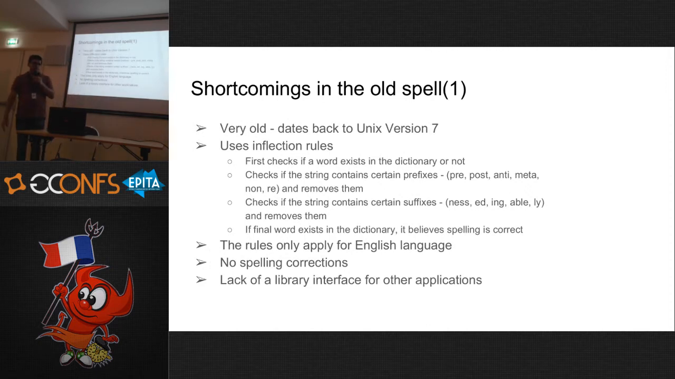Finally, it lacks a library interface. For example, when I was working on apropos and wanted to integrate spell checking functionality, even though there is a spell checker, I could not use it because it doesn't have any library interface where I could just call some APIs. So I would have to end up implementing the whole spell checking interface myself.